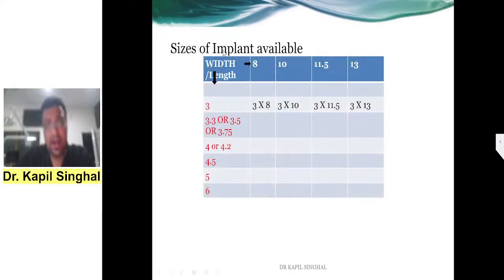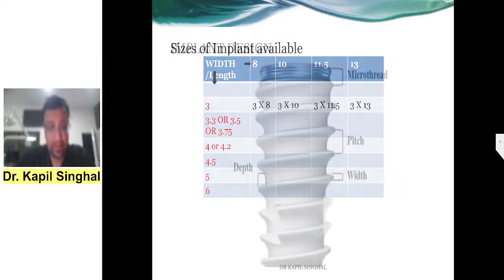So these implant companies, they come with different sizes. The widths are different and the lengths are different. So depending upon which tooth you are replacing and also depending upon how much bone is available there, we decide the length and the width of the implant.